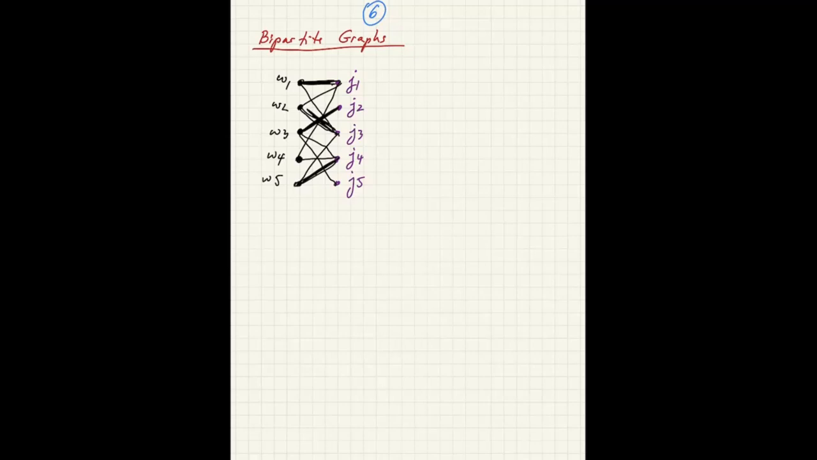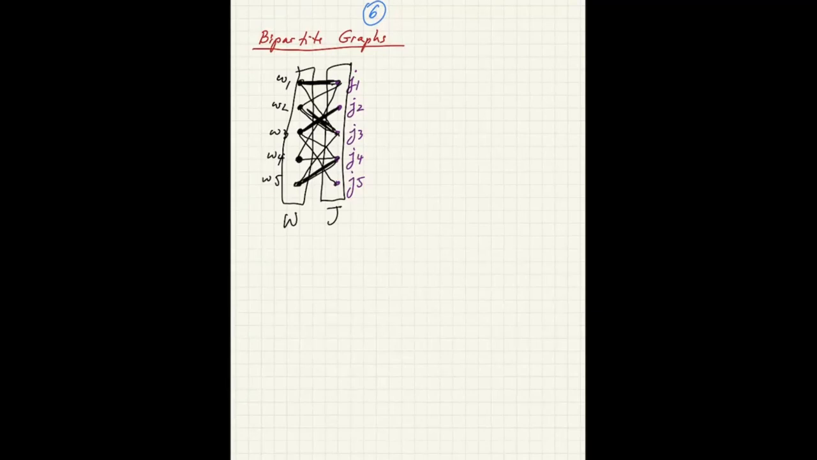But before that, let's get more familiar with this type of graph that we encounter here, where you have these two types of vertices. You have these vertices on the left, and you have these vertices on the right. And the edges that you have just have one endpoint in one set. Let's call this maybe W, and another endpoint in the other set. Let's call it J.